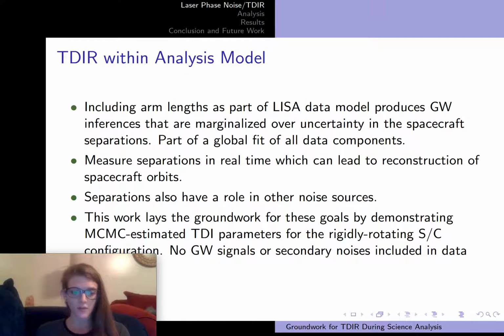So this work that I'm talking about here lays the groundwork for these goals by demonstrating a Monte Carlo Markov chain estimated TDI parameter estimation in the rigidly rotating spacecraft configuration, so TDI 1.5, if you're familiar with that. And so this is laying the groundwork. So we're not going to worry about gravitational wave signals or including secondary noises in the simulated data just yet.